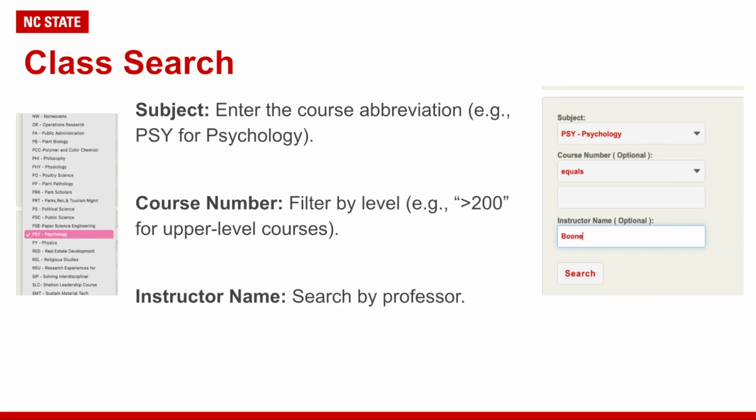The class search option gives you the most flexibility. By entering the subject abbreviation, like PSY for psychology, you can use the course number filter to search by level. For example, by typing greater than 200, it will only show you the upper level courses. And you can even search by the instructor name to find a specific professor. This feature is perfect when you're exploring electives, planning GEPs, or choosing instructors whose teaching styles you may prefer.